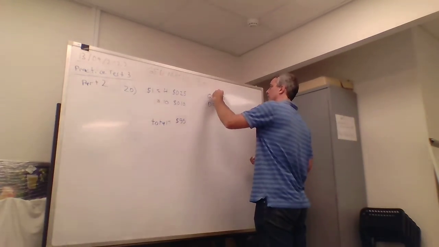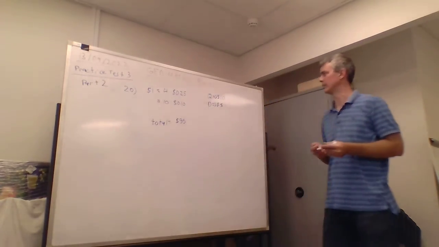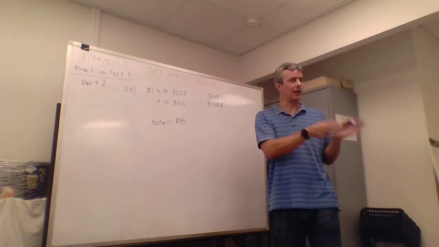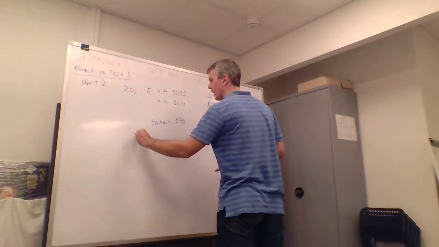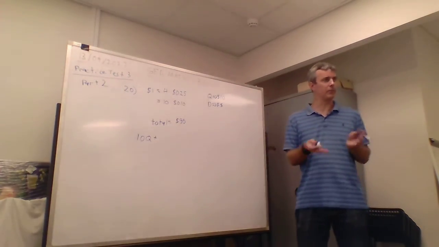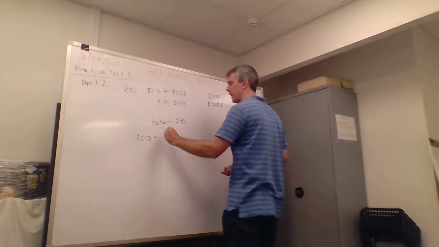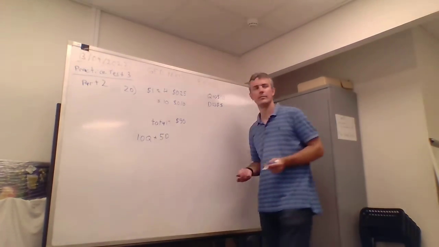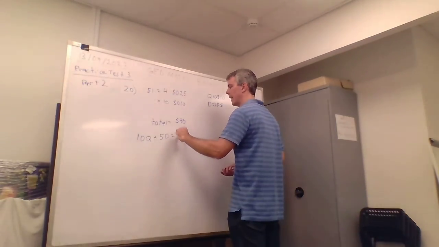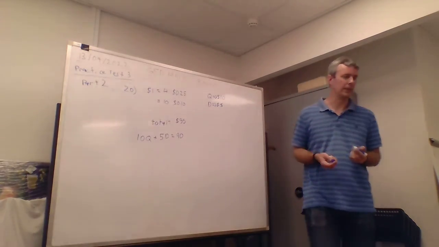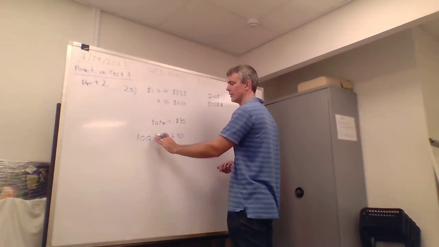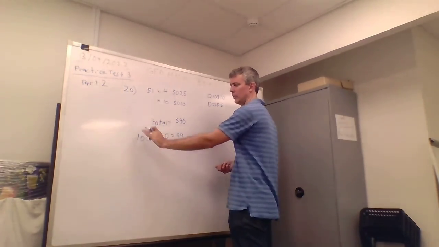However, we do know that however many Q we have, it's $10 times that. So we have 10Q plus however many dimes we have, it's $5 times that. So plus 5D. 10Q plus 5D, and altogether that equals 90. So this is what we know: how many quarter rolls we have, how many dime rolls we have, the total will equal 90.